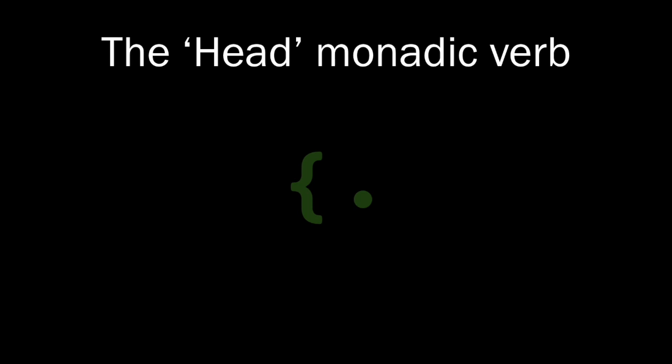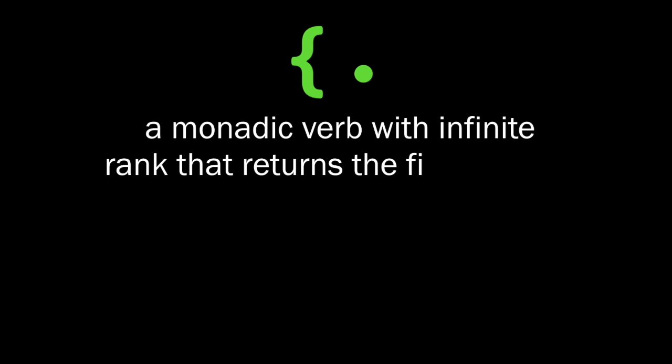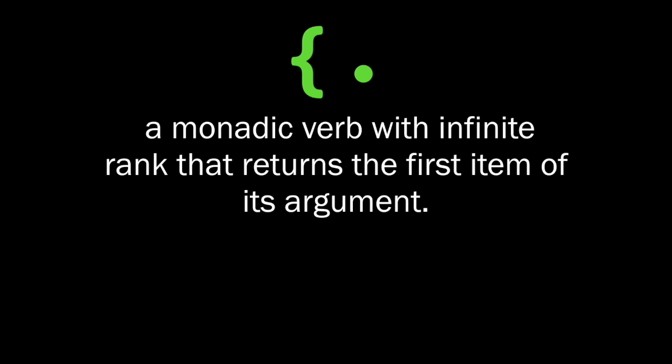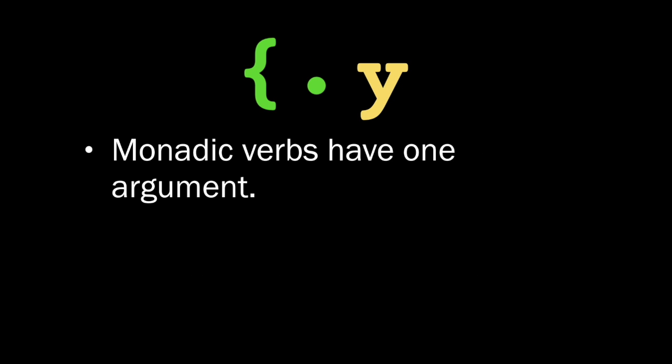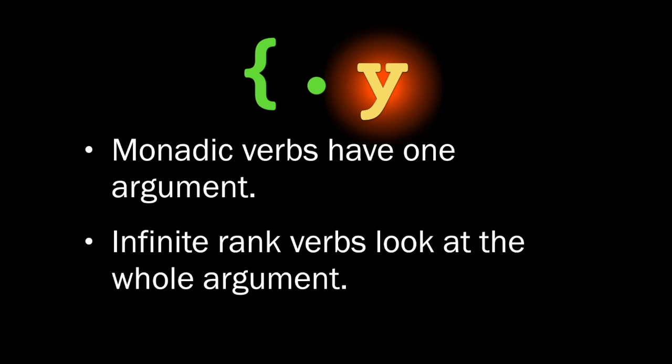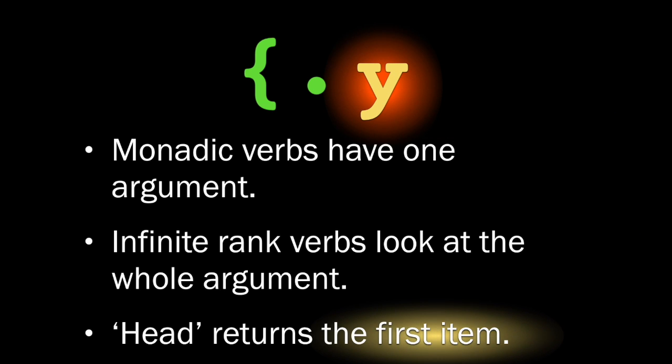This is a video about the head monadic verb. It's a monadic verb with infinite rank that returns the first item of its argument. But what does this mean? Well, monadic verbs have only one argument. That's why they're monadic. Infinite rank verbs look at the whole of that argument, and head returns the first item of that argument.